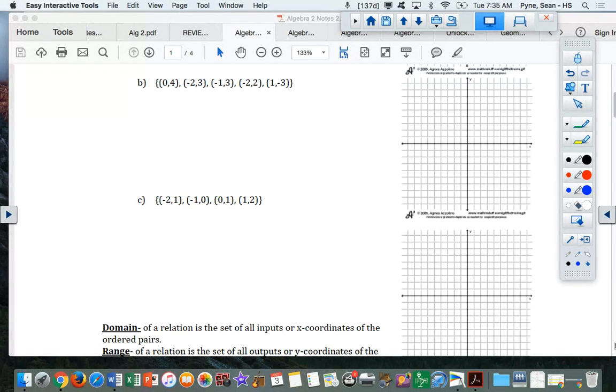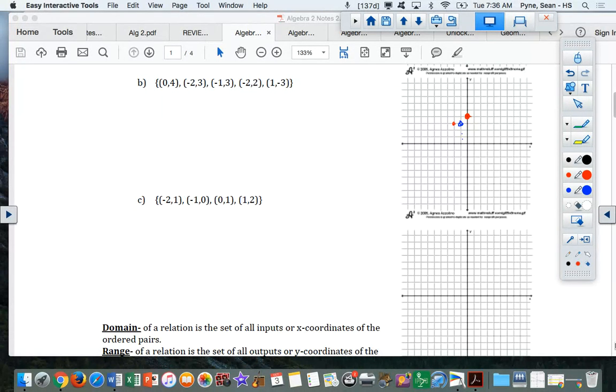All right. So for the first one, it's 0, 4. Ben, can you tell me how I plot 0, 4? You stay at 0. Okay. Up 4. 1, 2, 3, 4. Excellent. Very good. Now, if I wanted to plot -2, 3, how would I do that, Tristan? 1, 2, 3. Okay. Excellent. -1, 3. Let's go, Brooke. Very good.